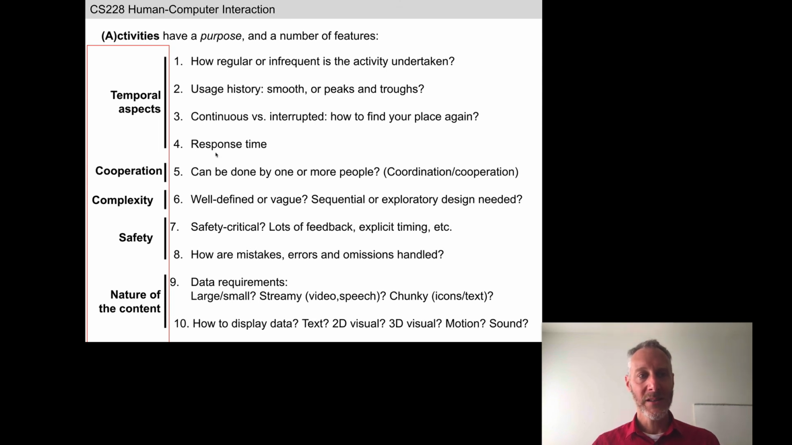Another temporal aspect of an activity that we need to think about is response time. So people have different expectations about how long a technology will take to respond after we literally or figuratively push against it. What are some examples of certain technologies where we expect a real-time response, and if we don't get it, we're very frustrated? Or other technologies where we're happy not to, where we don't expect a real-time response?